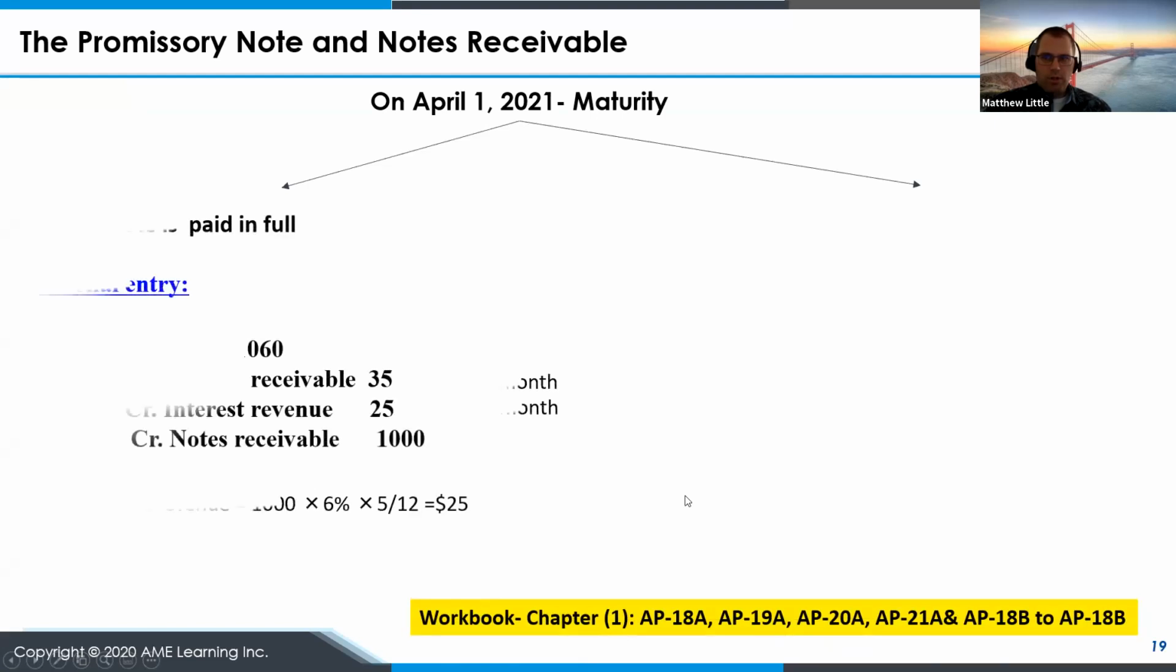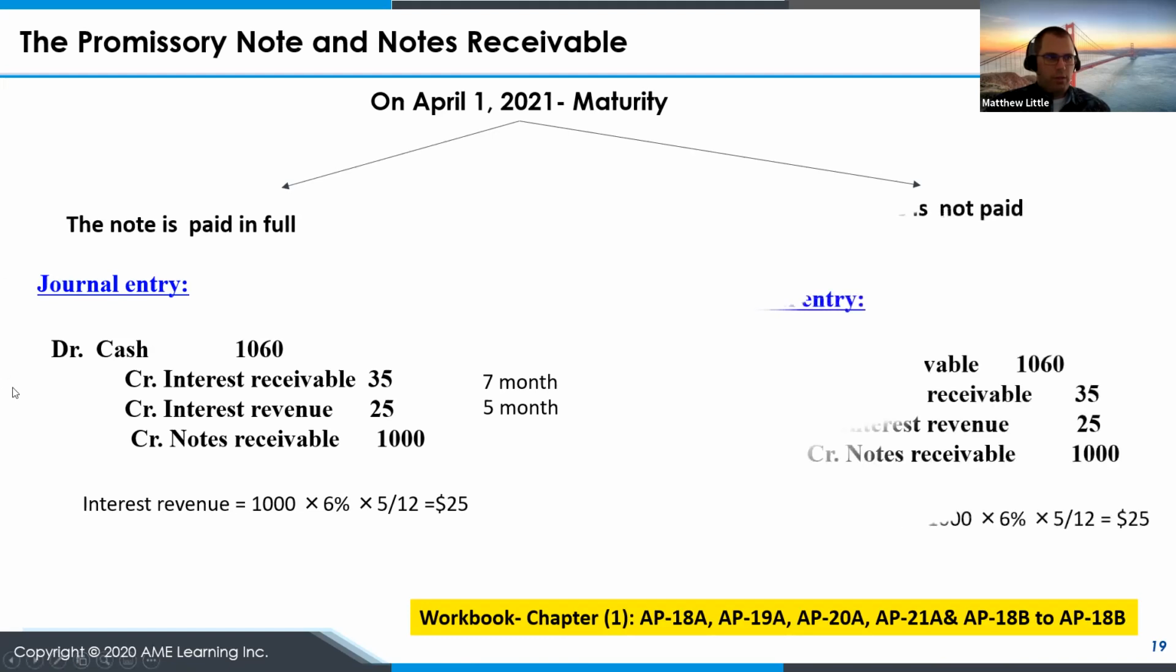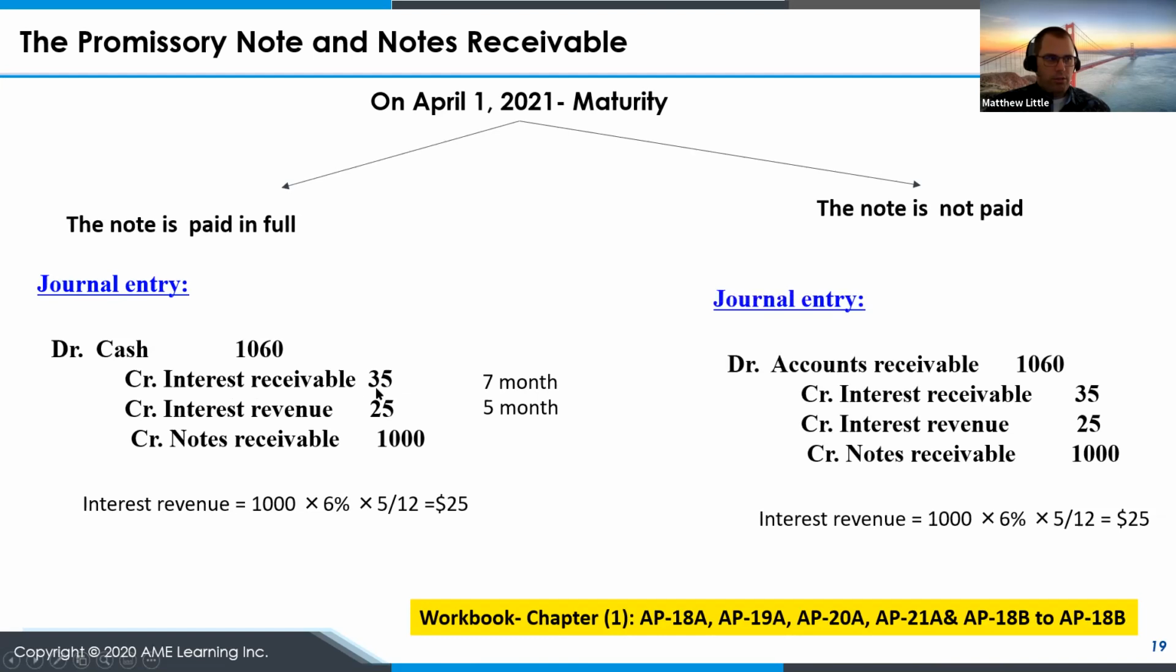So now we're looking at the maturity date, where for an example, the note is paid in full. The customer gave us cash of $1,060, which includes the $60 in interest. And we have to clear out the accounts receivable of $35, so we'll credit the interest receivable, but then there's an additional $25 in interest revenue for the current year, 2021. So we'll credit interest revenue of $25. And then we'll credit the notes receivable, the original principal value of the note, of $1,000. So this gets rid of the notes receivable, that gets rid of the interest receivable, and this earns the balance of the interest revenue.